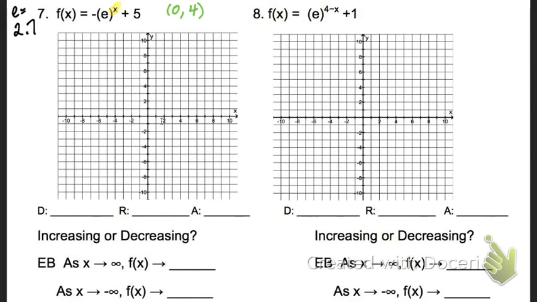Did everyone see how I got that? I did negative e to the 0 plus 5. Easy work. Negative 1 plus 5, 4. So the x is whatever the exponent is, and then the y is whatever you get when you plug in x. Okay, when I plug in 1, I get negative e to the first power plus 5. So negative 2.7 plus 5 gives me what? 2.3.